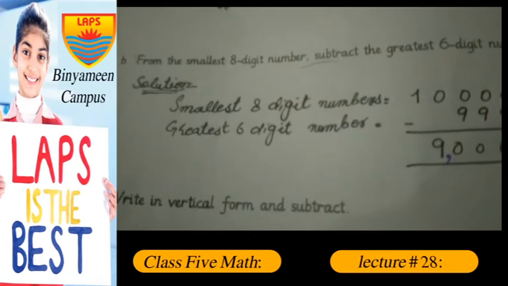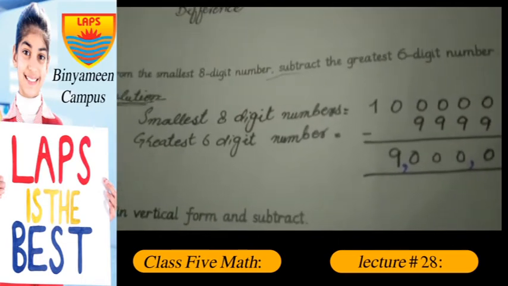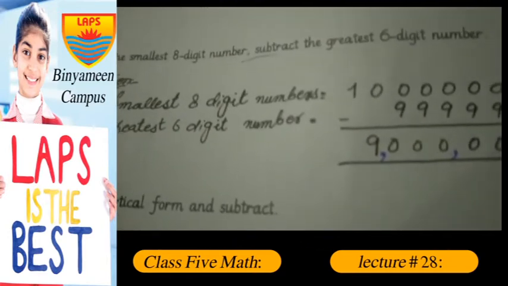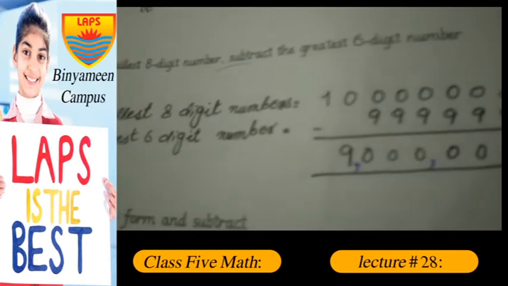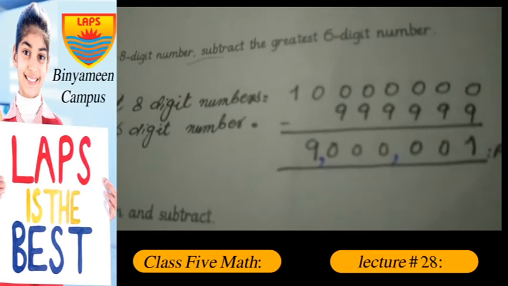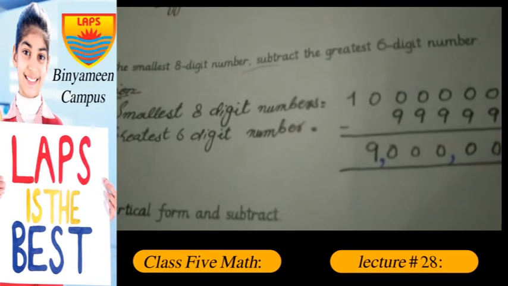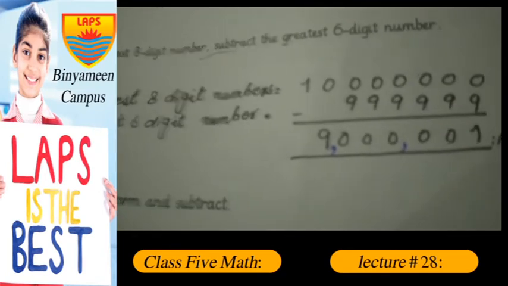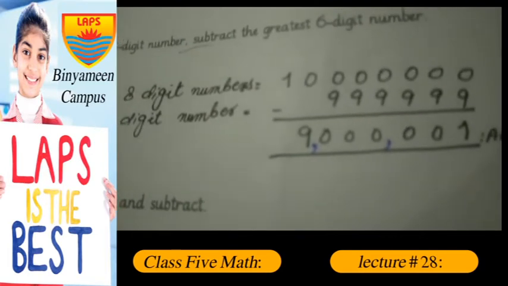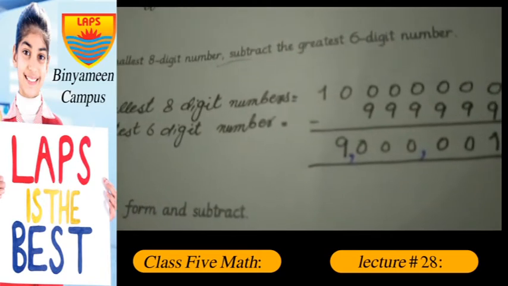From the smallest 8-digit number subtract the greatest 6-digit number. Smallest 8-digit number is 1 and 7 times 0, right there now. 10000000. Then greatest 6-digit number, 6 times 9, 999999. Now we subtract these values from the 8-digit number.